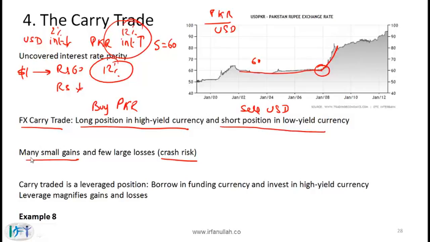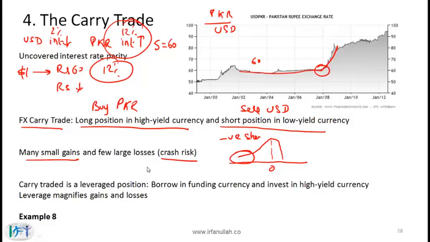Now, given this fact that if you do engage in a FX carry trade, you are likely to have many small gains and a few large losses, then your returns are likely to look something like this. Let's say this is the zero level. There will be lots of small returns and a few large losses. So your return will be negatively skewed, and you will have a fat tail. So just take this as a given. With FX trades, your return profile has a negative skew and fat tails.